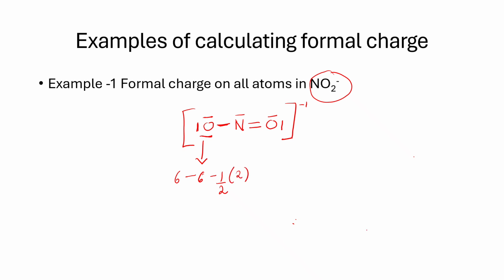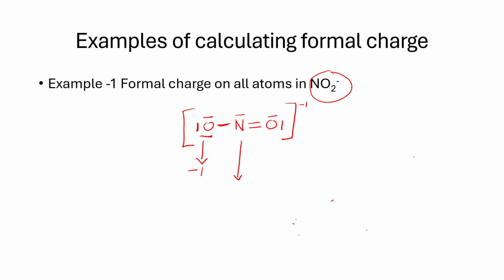So this comes out to be 6 minus 1. So the overall formal charge comes out to be negative 1. All right. So for this particular oxygen atom, the formal charge comes out to be negative 1. Let's now calculate the formal charge on the nitrogen atom.